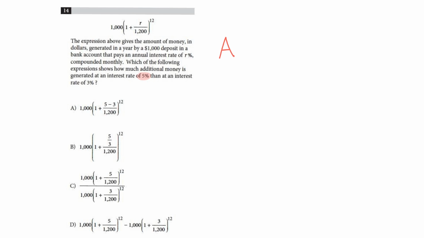Multiply by the 3% interest rate, and we'll call that B. And if we want to know how much more, then we need to subtract. So we need to subtract the interest earned at 3% from the interest earned at 5%, and it looks like the only possible solution is down here at the bottom.